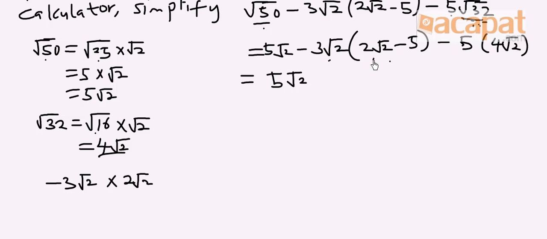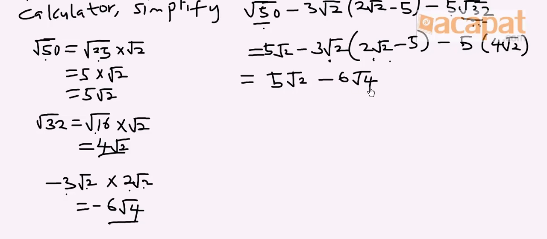I have the numbers multiplying themselves and the roots also multiplying themselves, such that minus 3 here times 2 gives minus 6. Root 2 here times root 2 will be root 4. So I have that minus 3 root 2 here times 2 root 2 will be equal to minus 6 root 4. So I have this as minus 6 root 4.